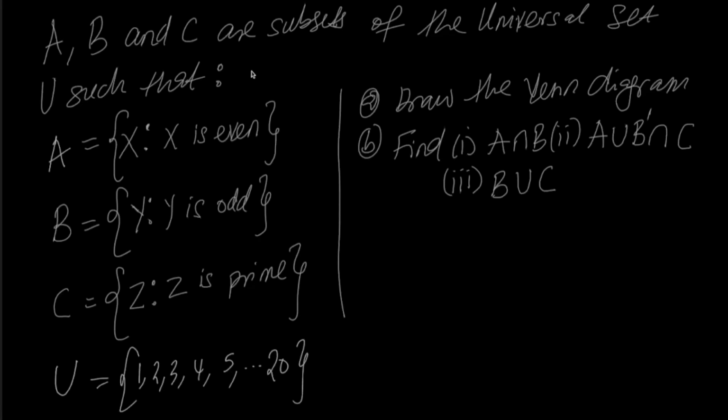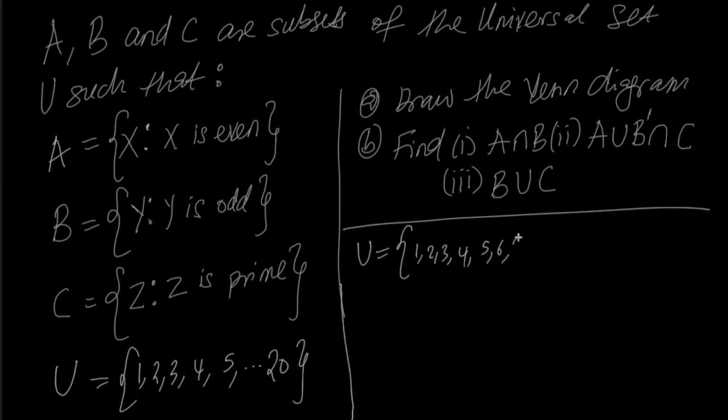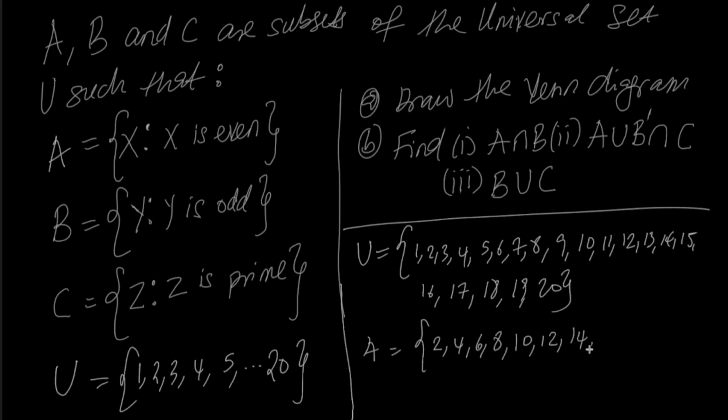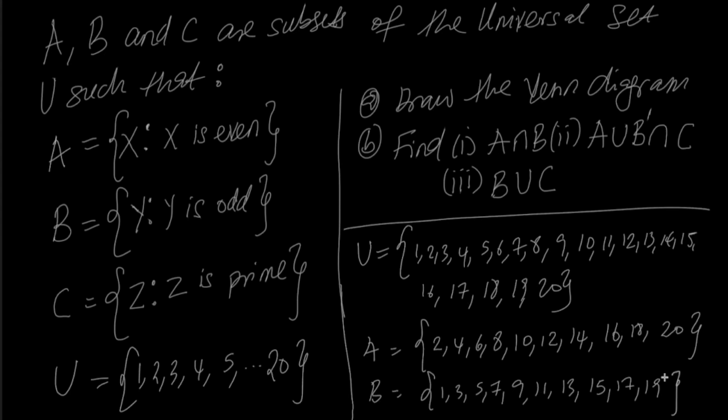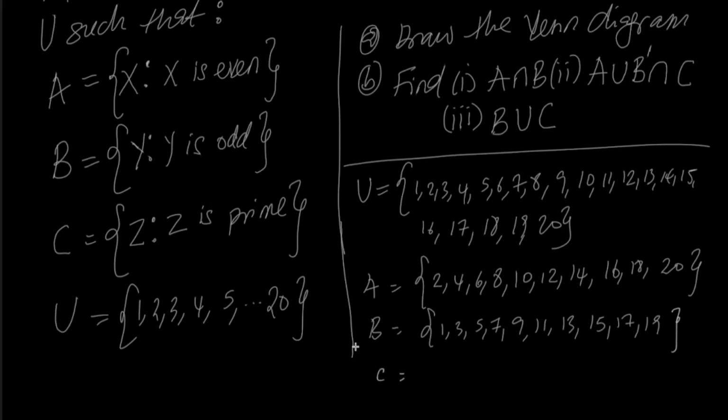A, B, and C are subsets of the universal set U such that A are all even numbers, B are all odd numbers, C are all prime numbers, while U, the universal set, is from 1 to 20. We are asked to draw the Venn diagram and also to find all this. So the first thing we need to do is to bring out all the elements for each of the sets. C is equal to prime numbers.